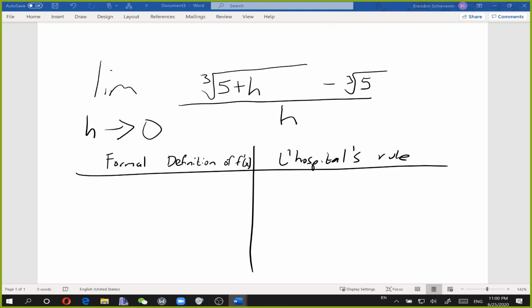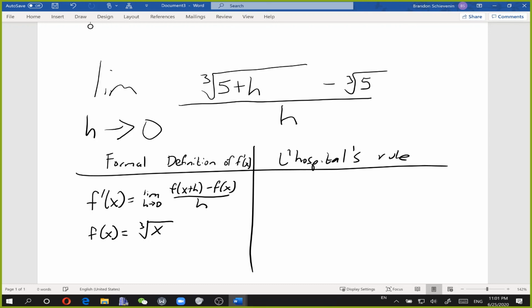Okay, so the formal definition of a derivative says f prime of x is equal to the limit as h approaches 0 of f of x plus h minus f of x over h, which is what we have here. I've got a function where my input is x plus h, and another function where my input is x. And the action we're doing to those is the same. I'm taking the cubed root. So I can say f of x is equal to the cubed root of whatever our input is.